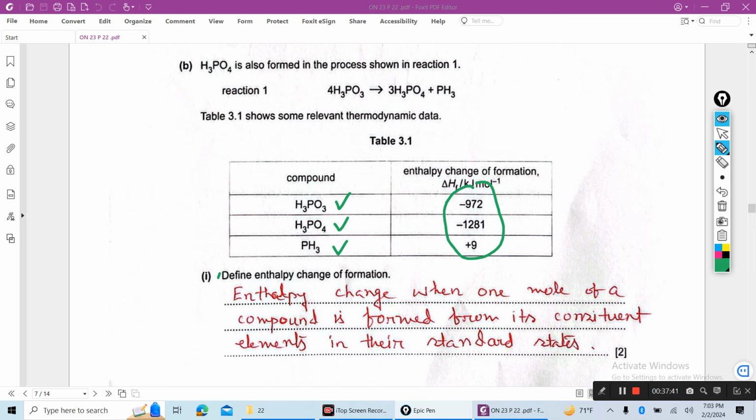Now the question is asking, define the enthalpy change of formation. Formation means 1 mole of a compound will be formed. Enthalpy change of formation is the enthalpy change when 1 mole of a compound is produced from its constituent elements in their standard state. It is the enthalpy change when 1 mole of substance is formed from its elements in their standard state under standard conditions. This is the enthalpy of formation definition.